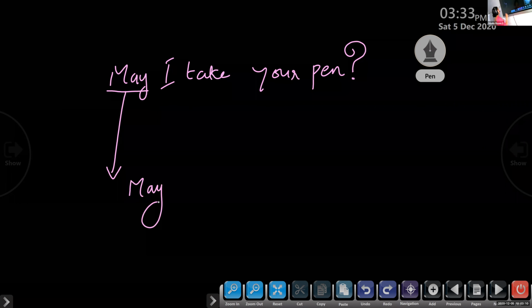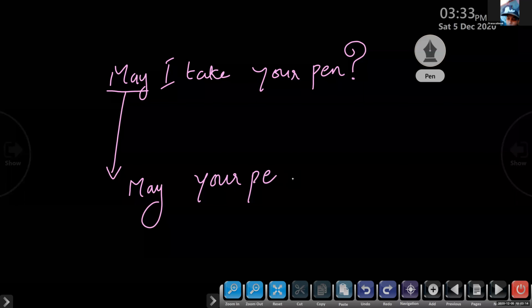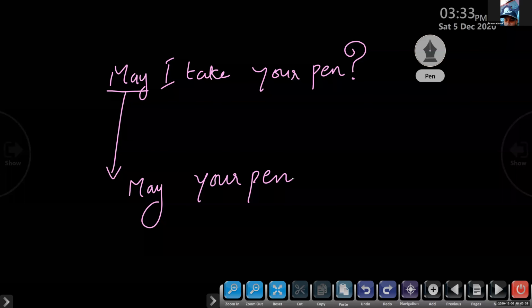Your pen. Taken by me. May your pen. Taken by me. Before that, you have to include something. Some word is missing. After the modal auxiliary, you should use the base form of the verb. So what can be used here? May your pen be. Excellent, excellent.